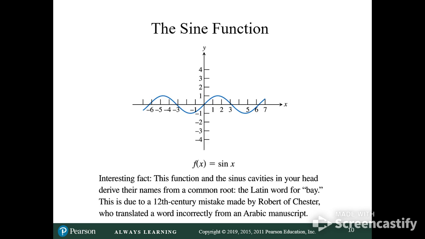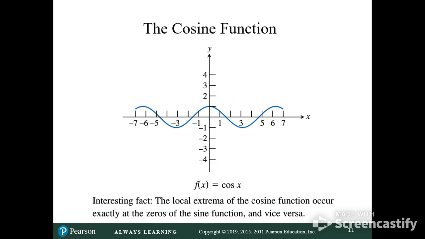Sine function, even or odd? Odd. Sine is odd. Cosine is even. So you're going to have questions like that today. I think there's 11 or 12 questions. So just kind of work your way through these and figure these out as you go.